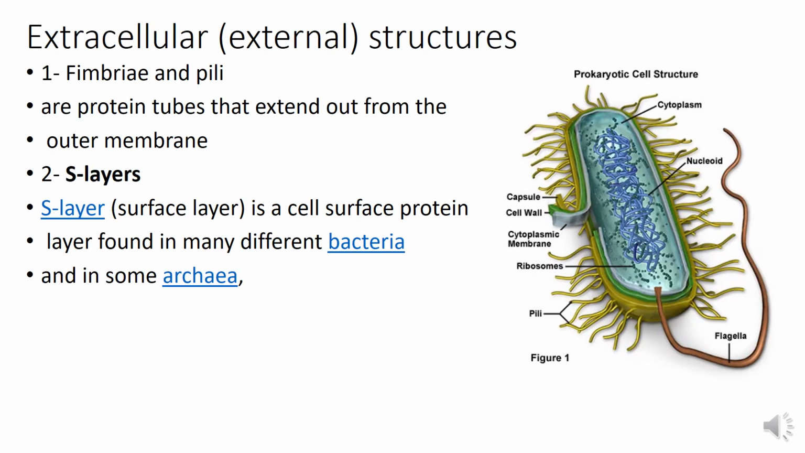Extracellular structures, which are fimbriae and pili, are shown clearly in the picture in front of you. Fimbriae and pili are extracellular structures. They are protein tubes that extend out from the outer membrane. The S layer is the surface layer. The surface layer is a cell surface protein layer found in many different bacteria and in some archaea.